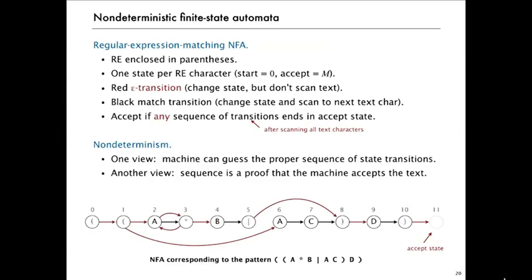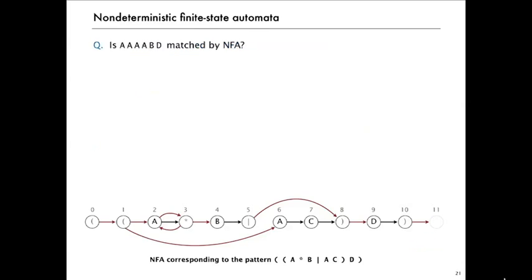One way to think of a non-deterministic machine is a machine that has superpowers and can guess the proper sequence of state transitions to get to the end, to get to the accept state. Another way to think of it is, if you provide a particular sequence, that's a proof that the machine accepts the text. So this isn't a real machine. We don't have real machines that can guess the right answer, but it's a completely well-specified abstract machine, and we can write a program to simulate its operation, and that's what we're going to do.